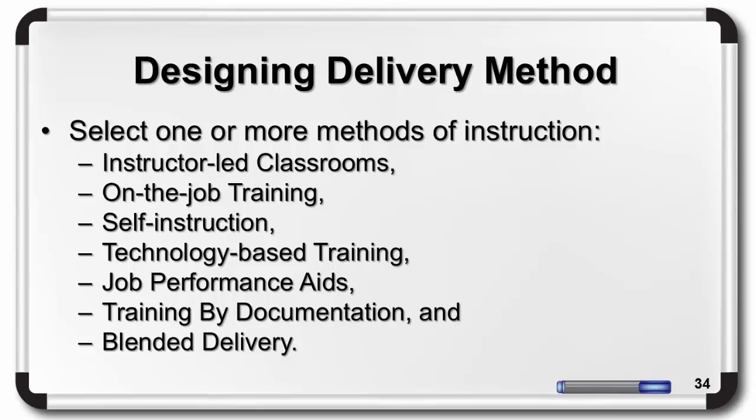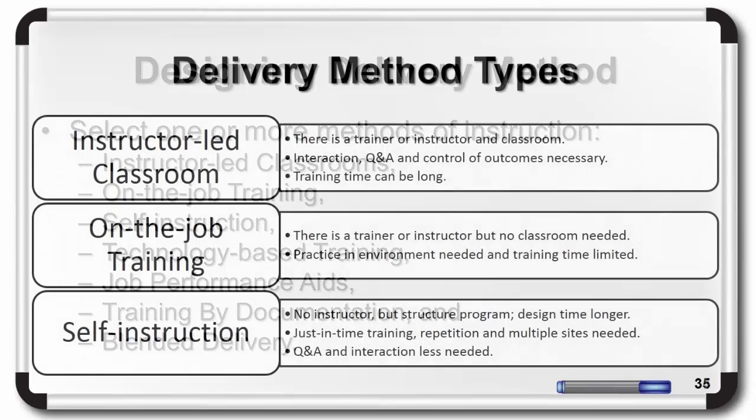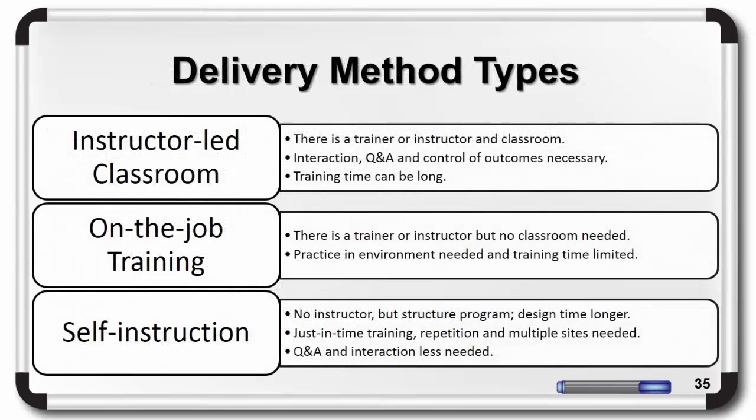For example, you might choose between instructor-led classrooms, on-the-job training, self-instruction, technology-based training, job performance aids, training by documentation, and blended delivery. With instructor-led classrooms, there must be trainers and instructors present in the organization, as well as a site for people to meet for face-to-face instruction.